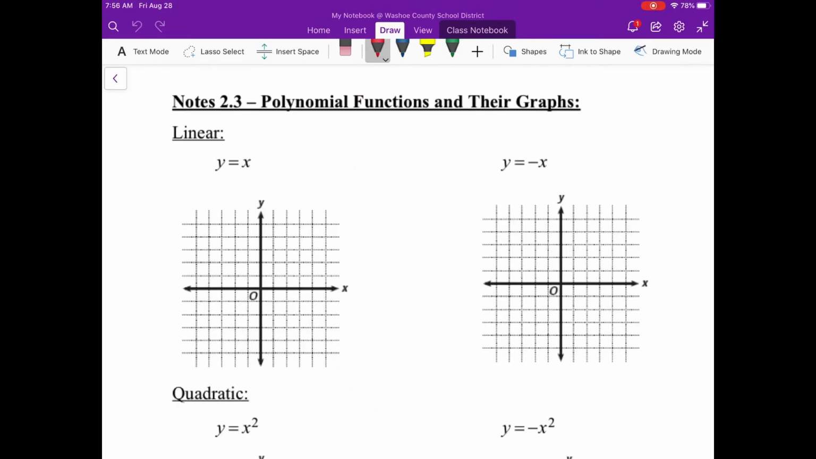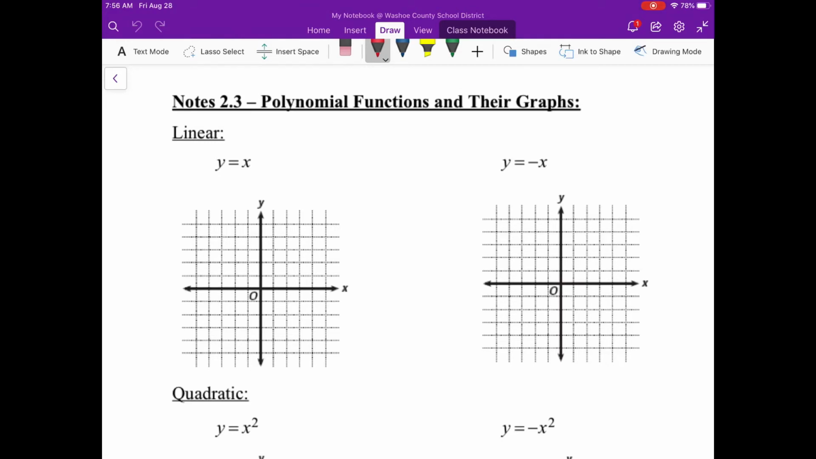All right, the second part of 2.3 is just looking at polynomial functions and their graphs. So we just solved for the zeros where they're going to cross the x-axis. We can also call those the solutions or the roots. Now we're going to look at their graphs and their end behavior based on these exponents, okay?